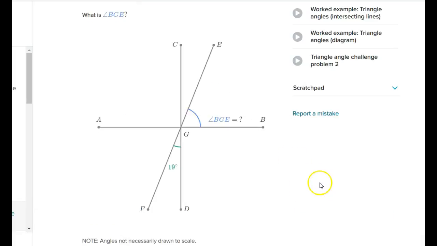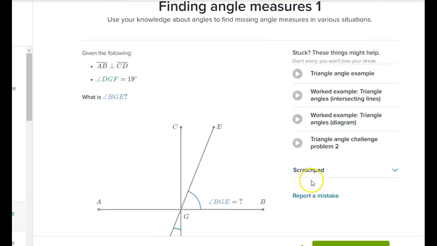Okay, let's see what other kinds of angles. All right, here we have some givens here. We see that AB is perpendicular to CD. So here's line AB, here's line CD. They're perpendicular. What that means is that this angle here is 90. This whole thing is 90.